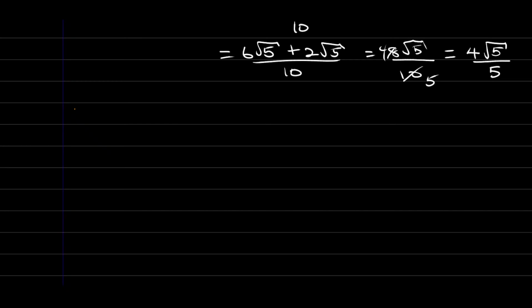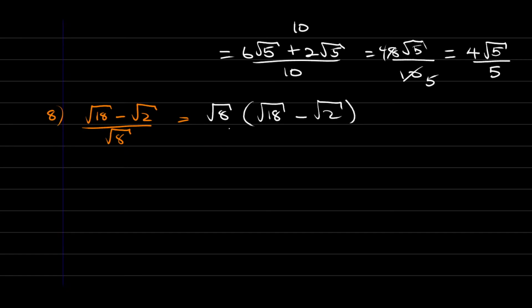Let's do number 8. Number 8 is going to be root of 18 minus root of 2 divided by root of 8. So I'm going to first check and see if I have anything that can be written in terms of one factor, all of them having the same factor. Actually, you know what? Let me just rationalize this. I'm sure I can get the answer after I rationalize. All right, let's rationalize. So I'm going to take root of 8 and multiply it by root of 18 minus root of 2. Divided by root of 8 by root of 8 is just going to be 8.